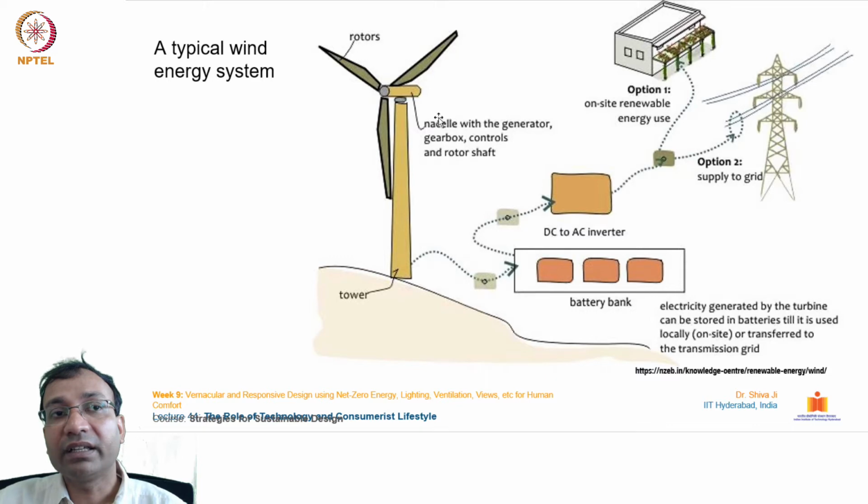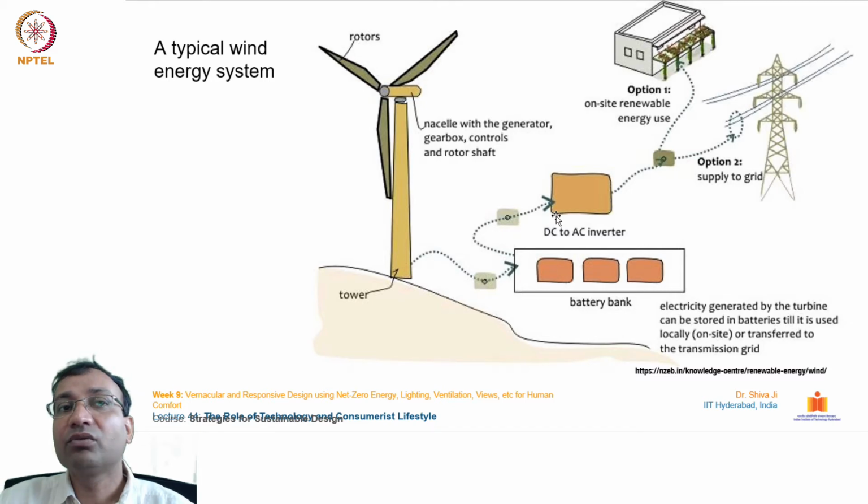It has a gearbox, control, rotor shaft, etc., and this is the unit which generates the electricity. From here the electricity, with the help of cables, goes either to a battery bank or to a DC to AC conversion. Then it goes for, for example, on-site use, or maybe supplies the grid. So this is a typical layout of a windmill based energy generation system.